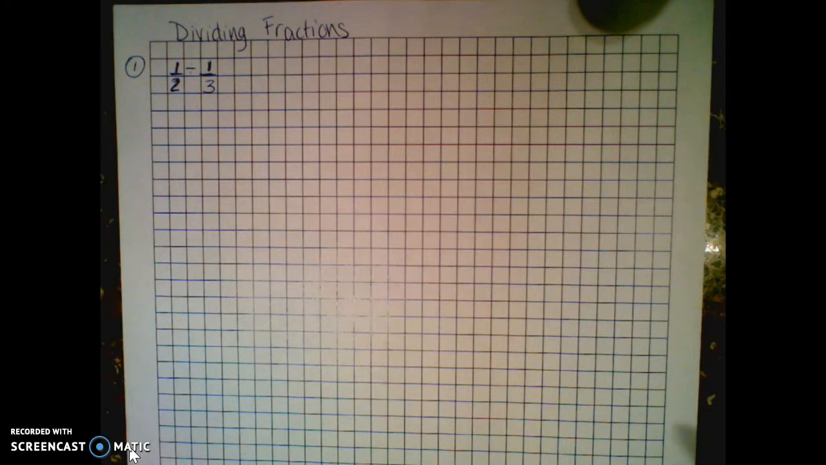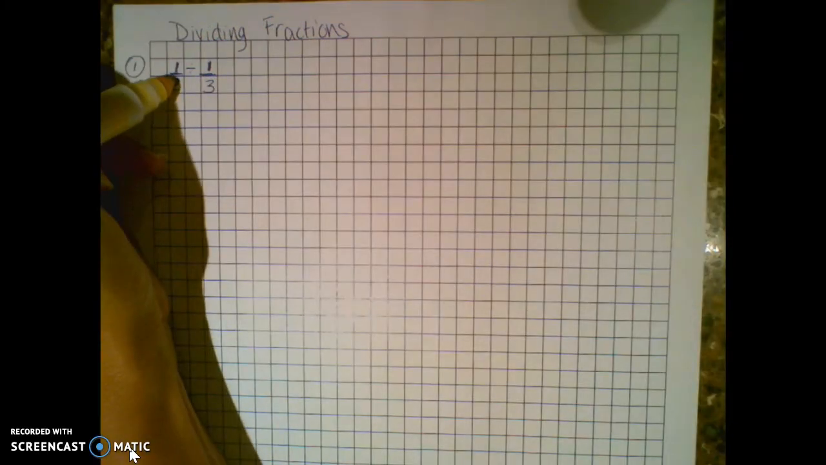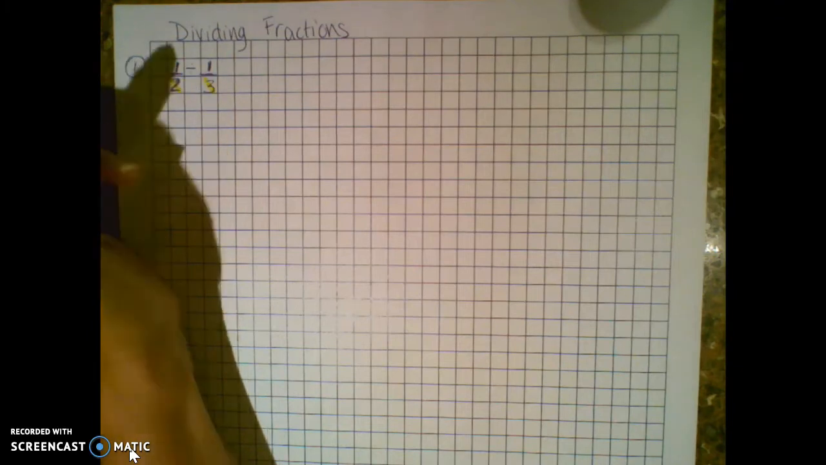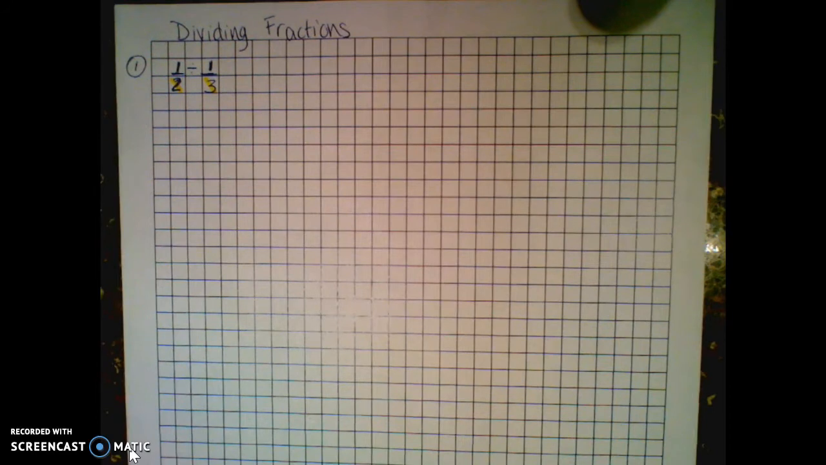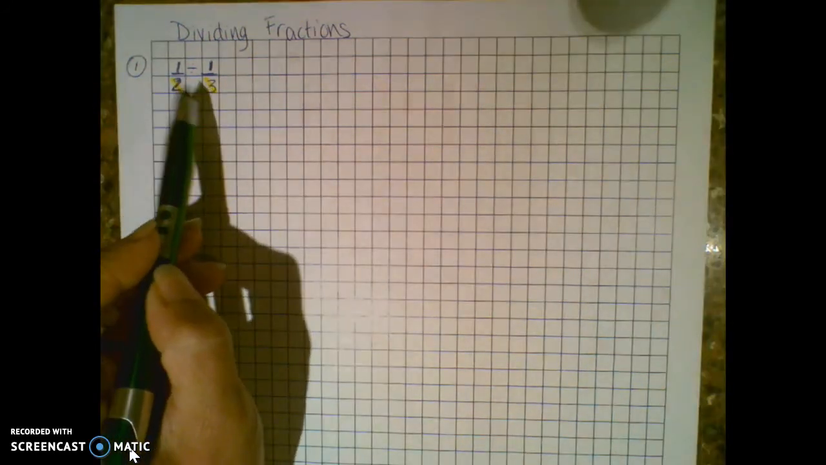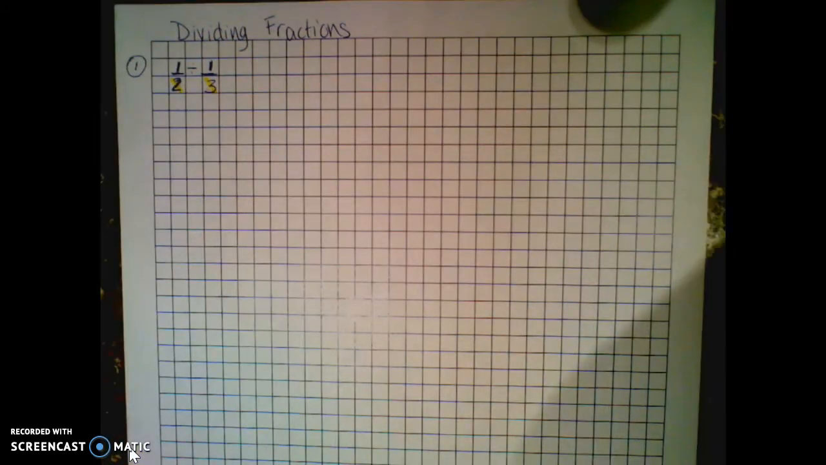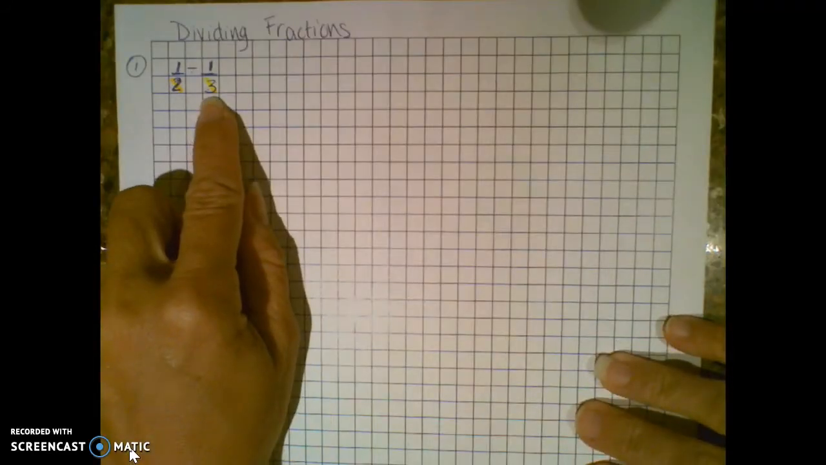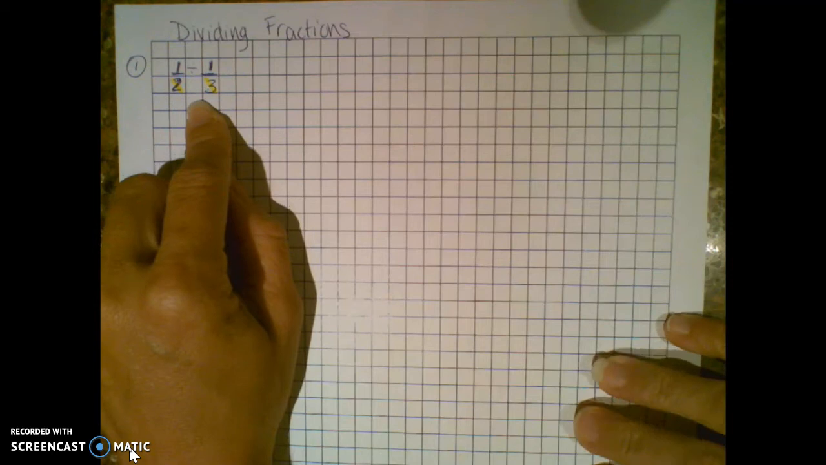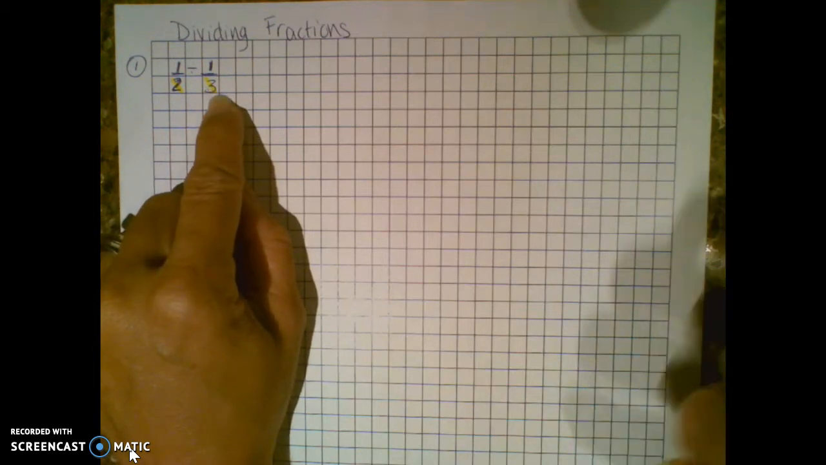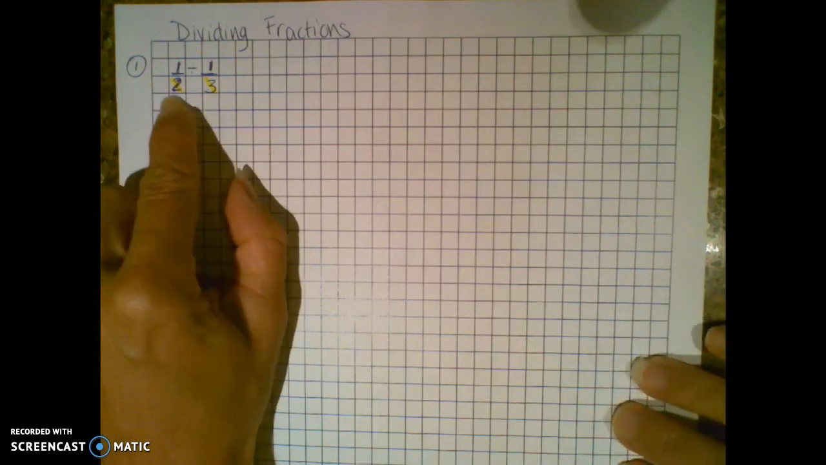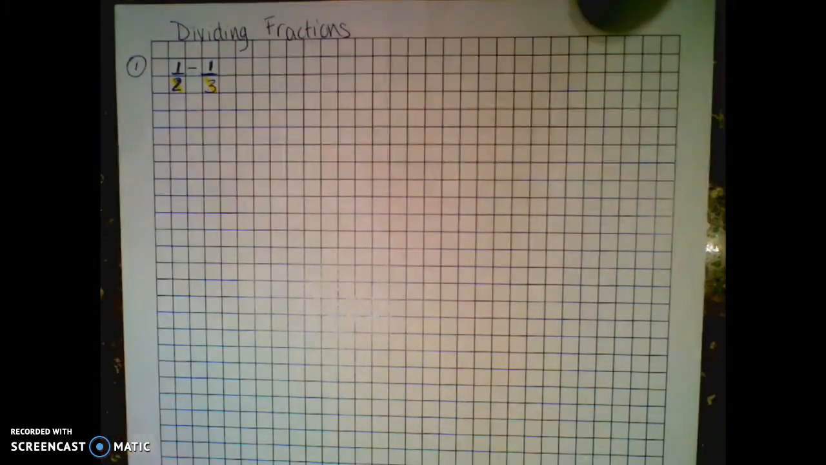Just like when we were multiplying with fractions, the rectangles we use for these models are going to be determined by our denominators, okay? So here I have a 2 and a 3. Just like when we were dividing with decimals, the question we're going to ask ourselves is, how many times does 1/3 go into 1/2? So I want to know what is 1/2, okay?